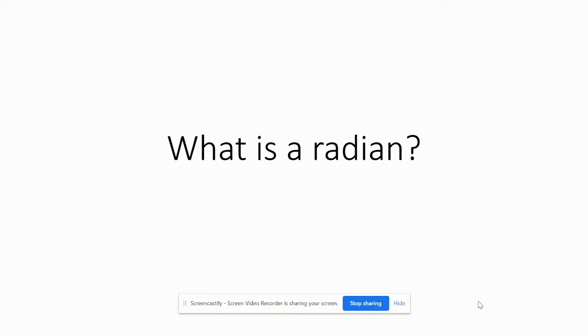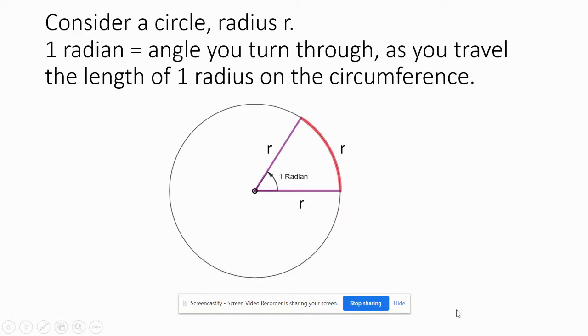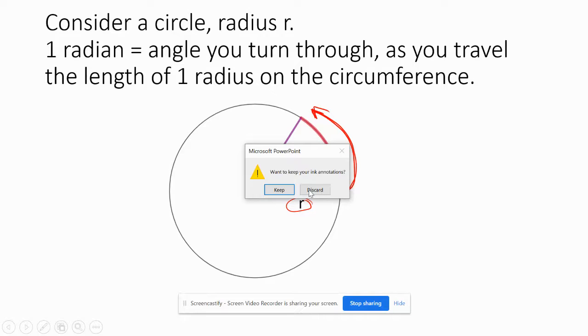So we're going to look at what a radian is. If you consider a circle and it has a radius of r, and you take a pen on the side and you rotate by the distance r, the same as the radius, well, the radian will be what you end up with here. So it's the angle that you turn through as you travel one radius around the edge of a circumference. Let me demonstrate that to you another way.